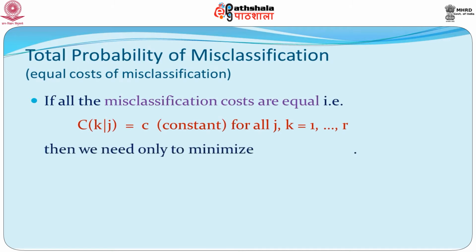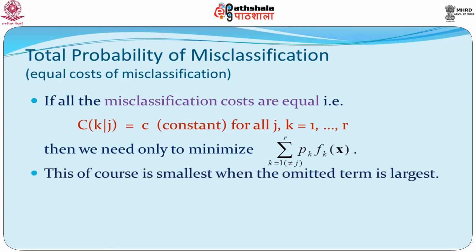And if we do that, then we only need to minimize Pk into Fkx, because C is now constant and we can rule that constant out. This is of course smallest when the omitted term is the largest. Why do you say that?